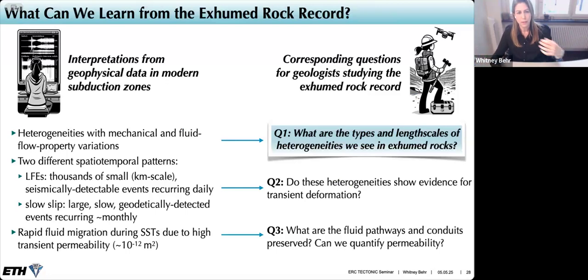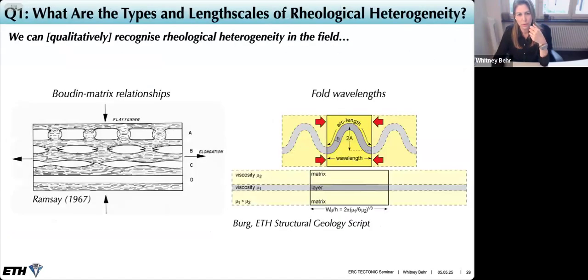So now we can use this workflow to say something about these questions that we have. So starting first with our questions of the types and length scales of heterogeneities. One of the first ways that we try to understand heterogeneity as structural geologists is just by looking at basic field relationships. And there are features that structural geologists have worked on for nearly a century that provide useful qualitative clues regarding rheological contrasts.